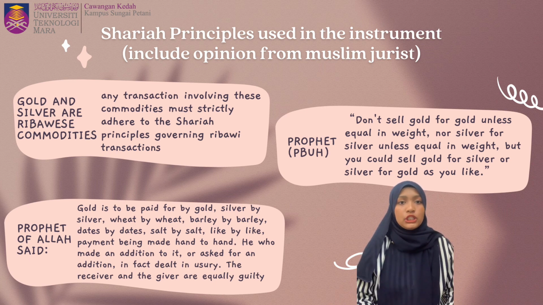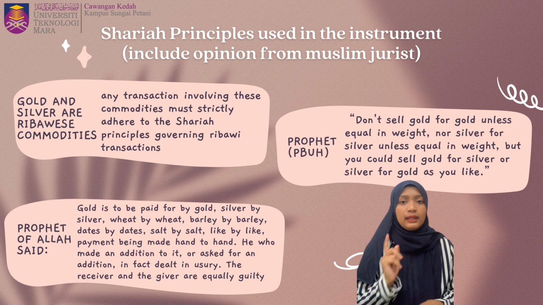He who made an addition to it or asked for an addition, in fact, deals in usury, and the receiver and the giver are equally guilty. So, in order to trade these two ribawi goods, their values or size must be the same and they must be delivered on the spot.